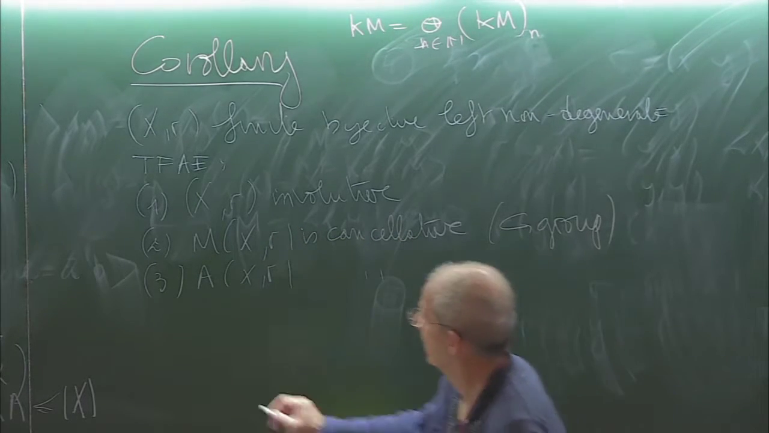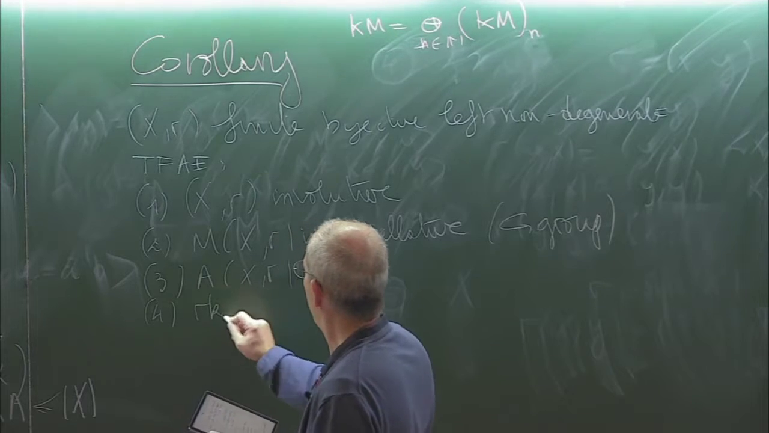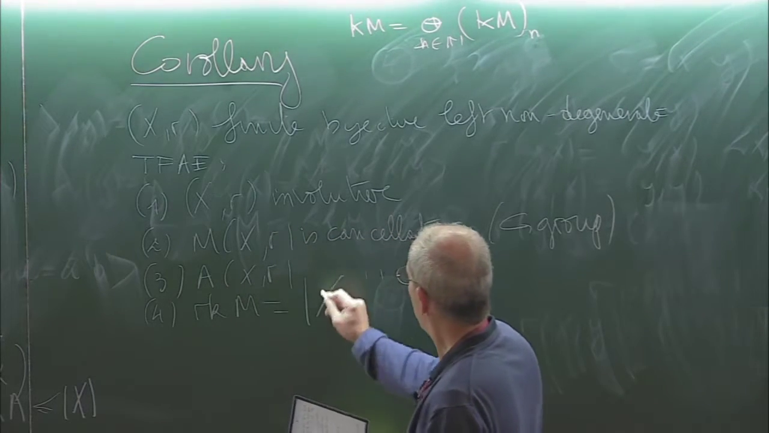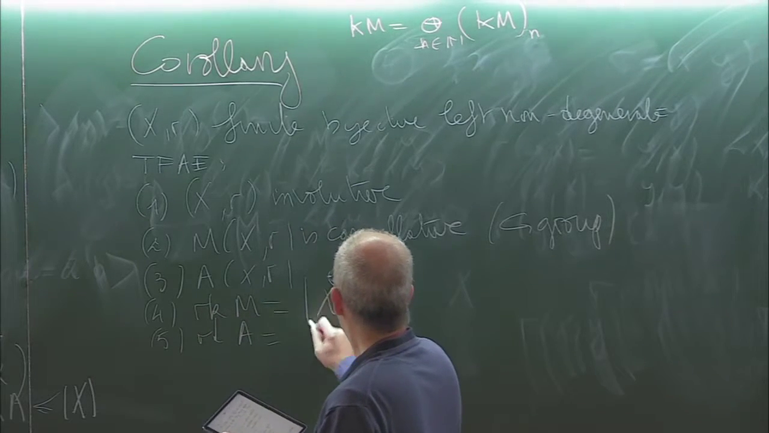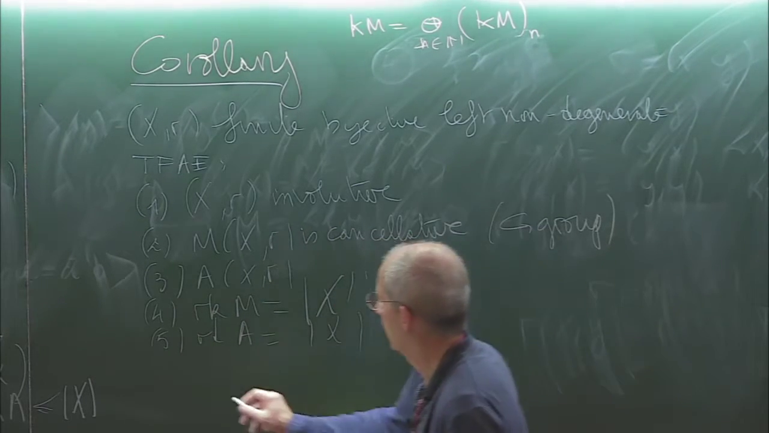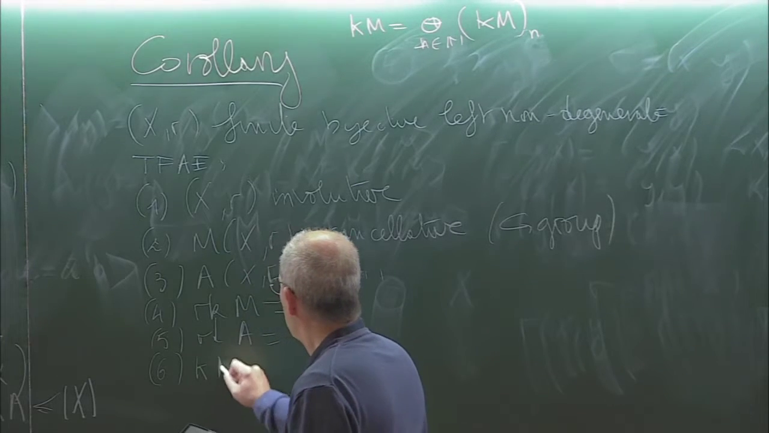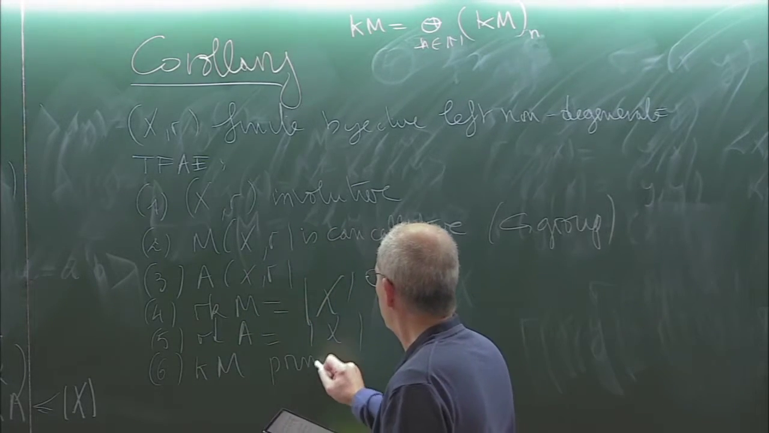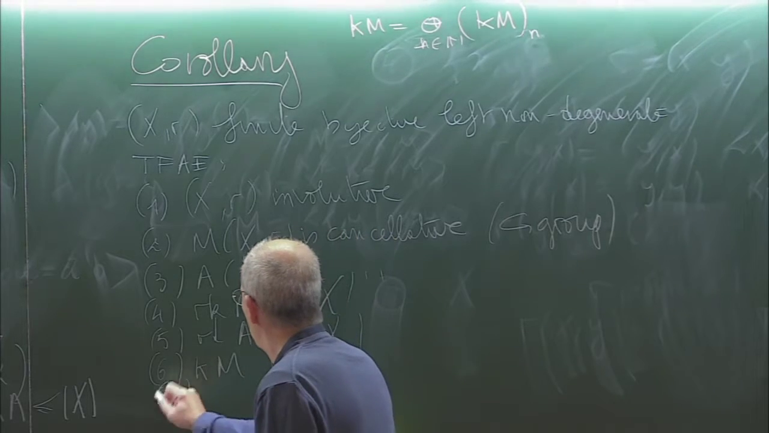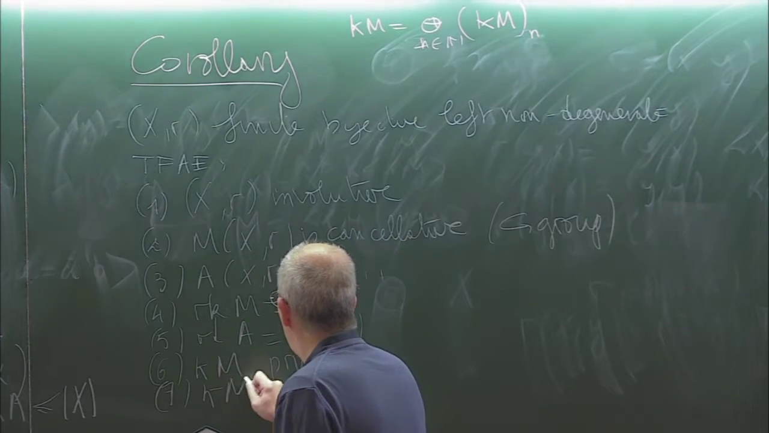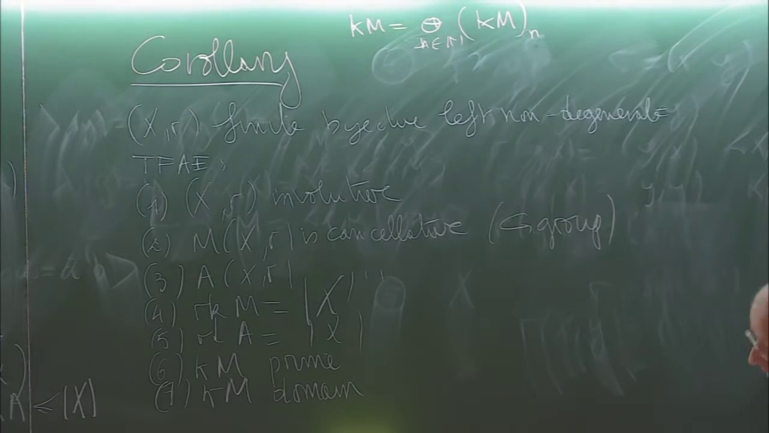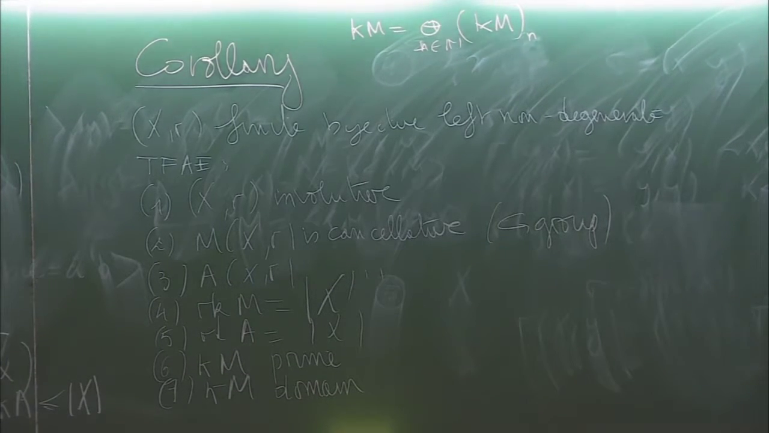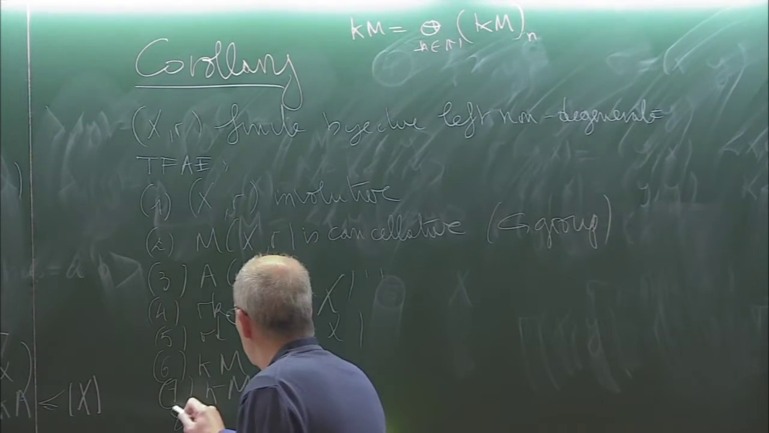A sits in a group. The rank of the monoid M is exactly X, the maximal possible. The rank of A is the maximal possible. And then more funny is it's equivalent with Km is prime. It's equivalent with Km is a domain. Prime and domain are the same here. The classical Krull dimension is the maximal. The Gelfand-Kirillov dimension is the maximal. But let me finish with the last one.